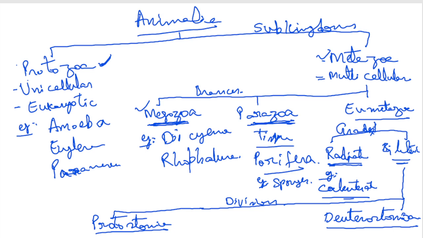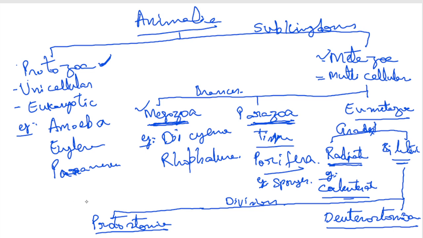I want to explain this topic again. In the development process, the gastrula contains an opening. That opening is called the archenteron. After development, if that archenteron becomes the mouth of the animal, then those animals are called protostomian animals. If that archenteron pore develops into the anus of the animal, then they are called deuterostomia. Okay, that is the difference between the protostomia and deuterostomia.